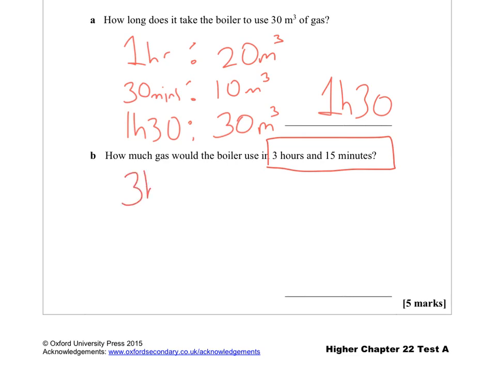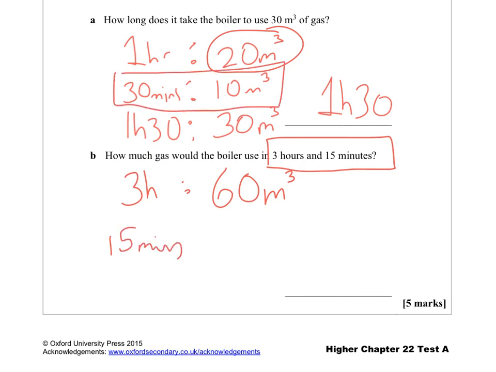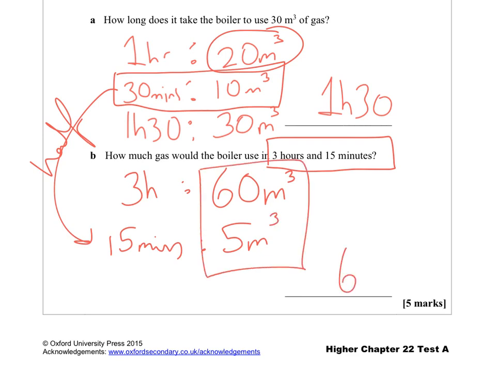Okay, how much gas would the boiler use in 3 hours and 15 minutes? Well, 3 hours would be 3 lots of this. And 15 minutes would be half of 30 minutes, which is 5 metres cubed. So in total, 65 metres cubed.